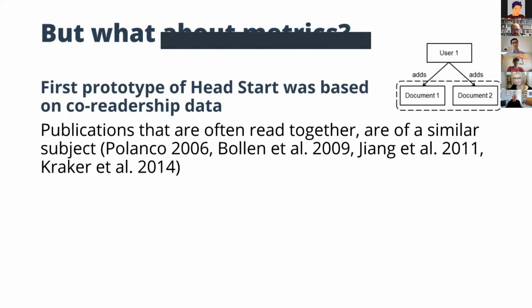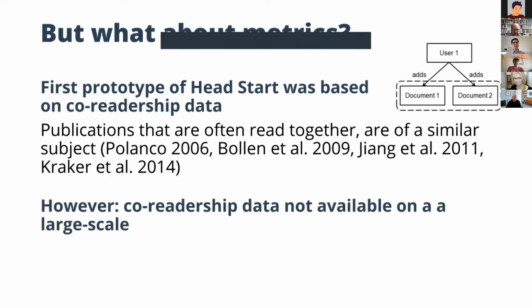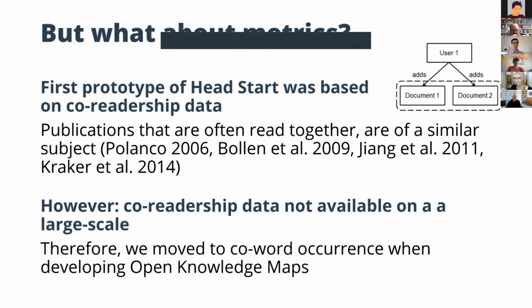And later on, people got really interested and they wanted to use it on arbitrary data. And so it was really a question of how can we actually connect it to a large pool of data. And this is also where the team first came into place, because we found that co-readership data is not available on a large scale. It was not back then, and to the best of my knowledge, it's not available today. And that's why we moved to co-word occurrence when developing Open Knowledge Maps.